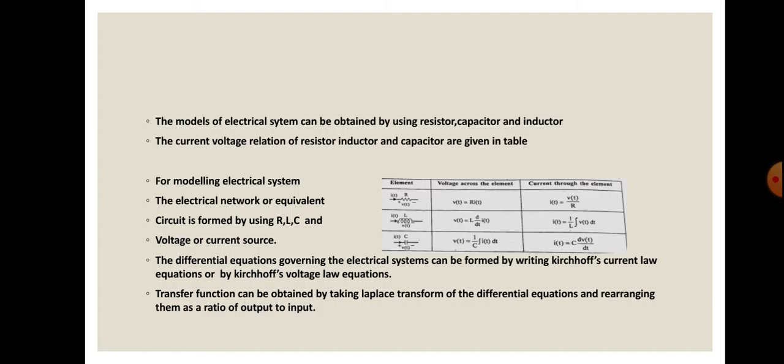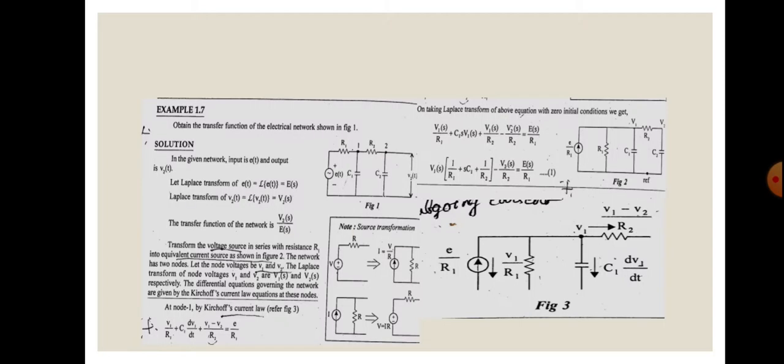The transfer functions can be obtained by taking the Laplace transform of the differential equations and rearranging them as the ratio of the output to input. The final result should be the transfer function. For getting the transfer function, we take the Laplace transform of the differential equation and write it as a ratio of the output to input. The details of the system will be explained by doing a problem.